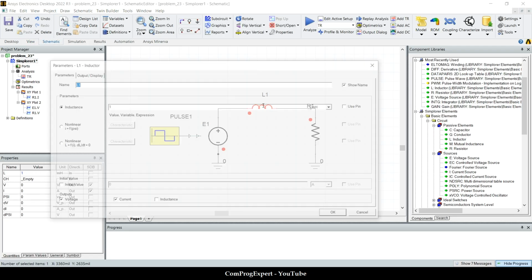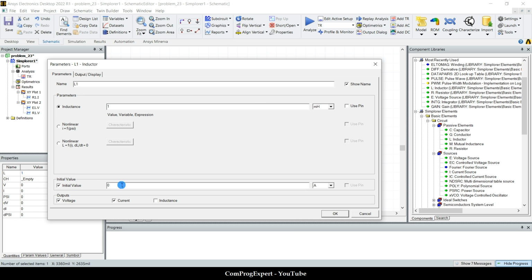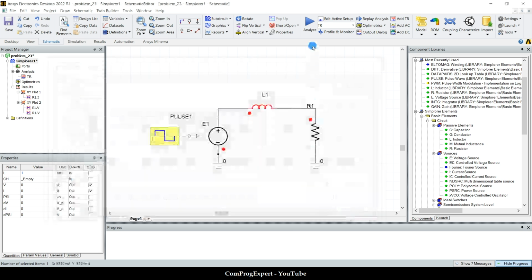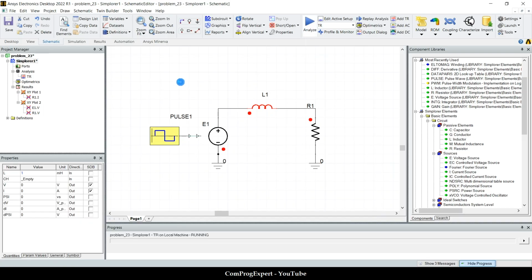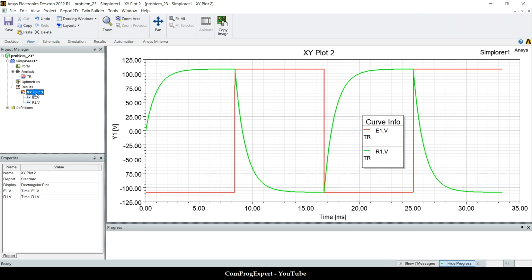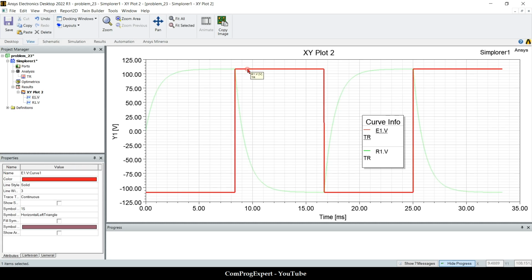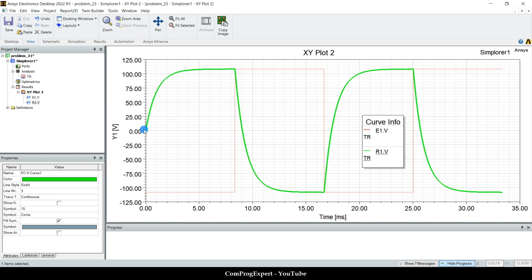Here we can set the value of the inductor current, the initial value. If I set the initial value of the current equal to 0 and rerun the solver, we will have these waveforms. This is the voltage V, and this is the waveform of the output voltage. So we have this rise in the value of the resistance voltage.